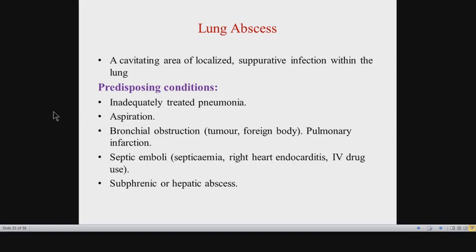Then another predisposing condition is aspiration. As we said previously, aspiration pneumonia, which is a form of suppurative pneumonia, can eventually result in formation of lung abscess.